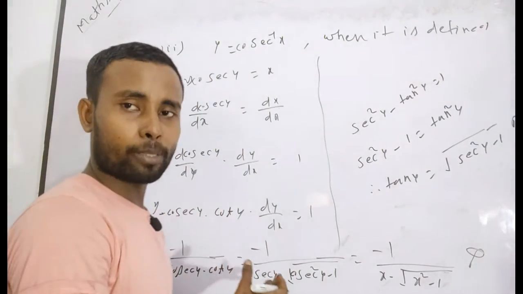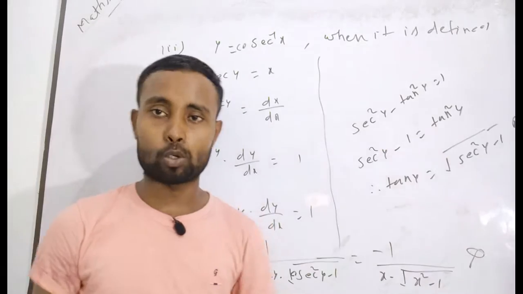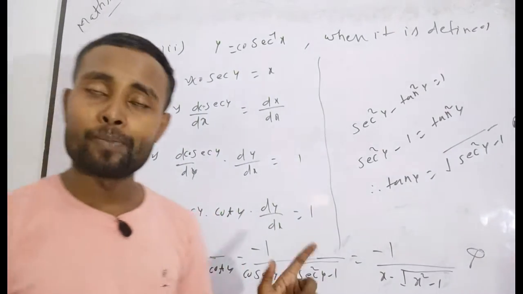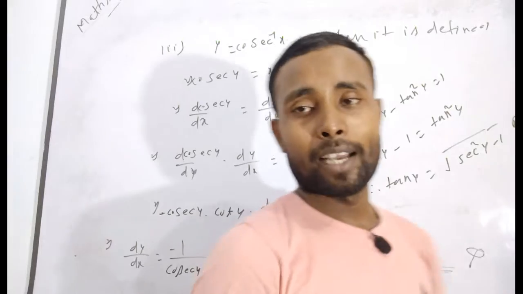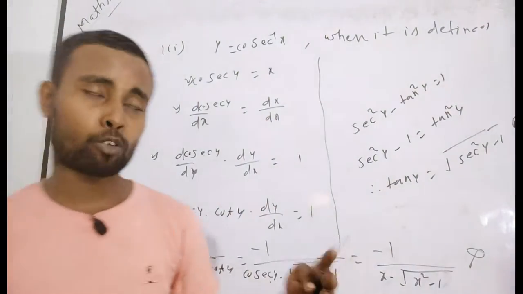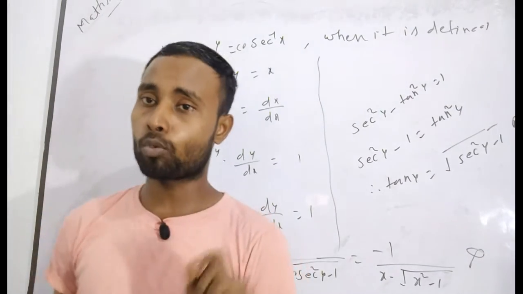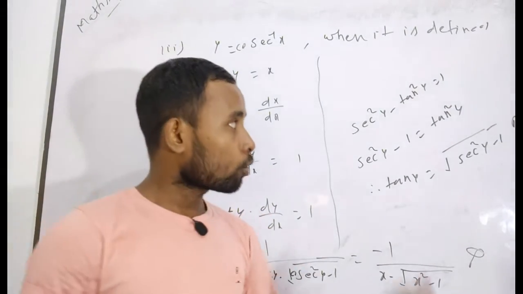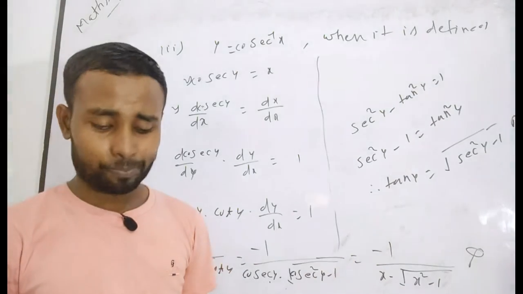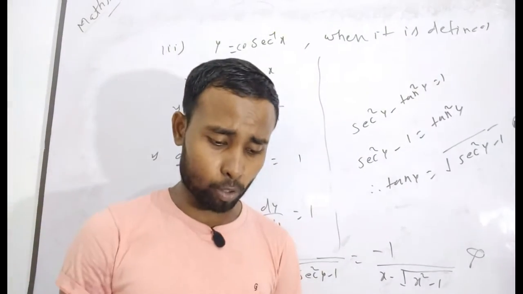And you can also solve this problem that way: sec inverse x plus cosec inverse x is equal to pi by 2. As you know, the derivative of sec inverse x is equal to 1 upon x into root under x square minus 1. And when it goes to the right side, the derivative of pi by 2 will be 0. So the derivative of cosec inverse x is equal to minus 1 upon x into root under x square minus 1. I think you understand very well, and in a very short time I have discussed all different kinds of formulas.